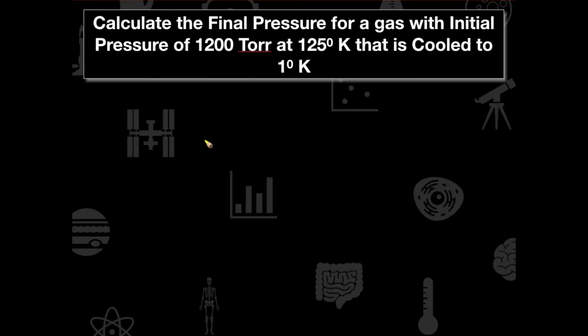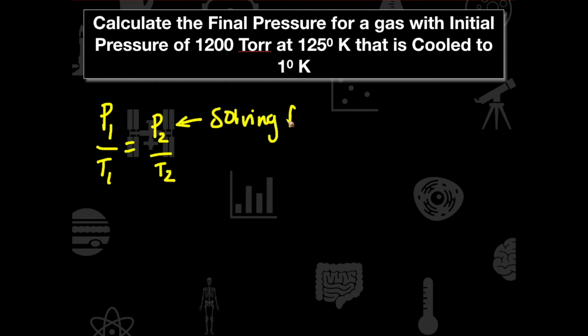So let's go through and delve into our next problem. We're being asked to calculate the final pressure for a gas with an initial pressure of 1200 torr at 125 degrees Kelvin that is cooled to 1 degree Kelvin. We're working with Kelvin and we'll explain this in class a little bit. So our formula is P1 over T1 is equal to P2 over T2. We are solving for P2, our final pressure.